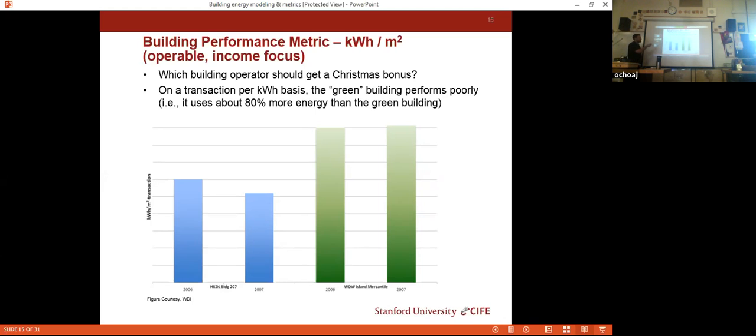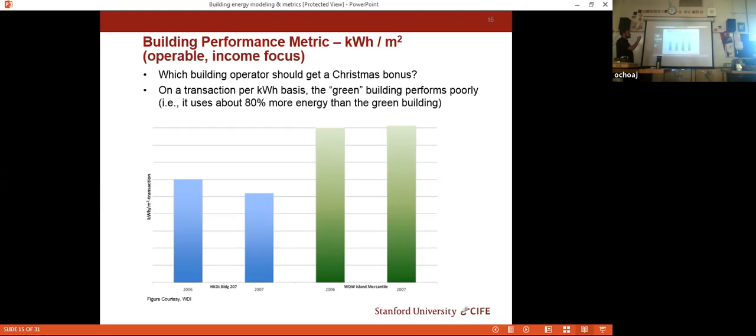And their profit. And so I think that's where this graphic came up. Even though the building is using more energy, it's doing better per transaction. It's generating more revenue. And so that way you would be able to see the real value of the energy consumption versus just the building simply using more energy.